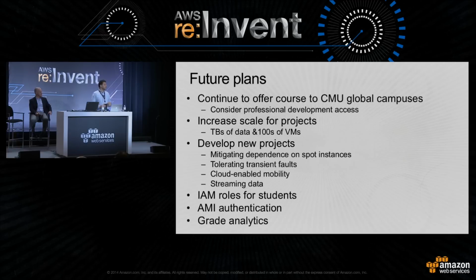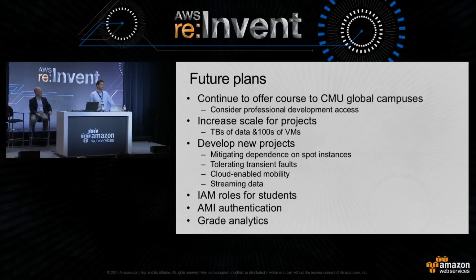Some students like to use their credit card to open a new account and do some testing that's outside our budget restriction. So in the future, what we want to do is to authenticate the AMI with the account that we have on our record so that they can't do any work unless they're doing it using the account where the budget counter is being measured.